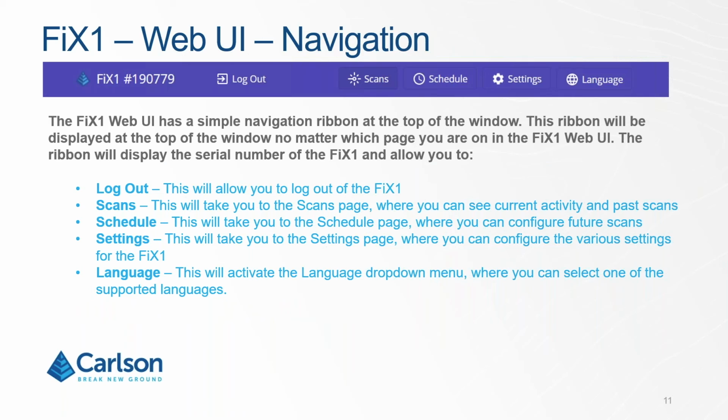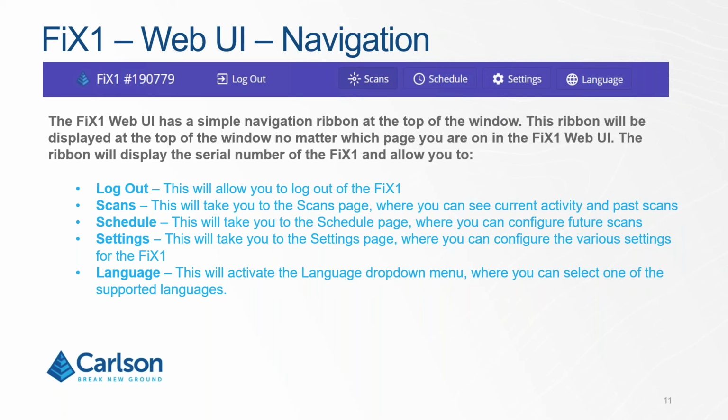So, the navigation. The FiX1 Web UI has a simple navigation ribbon at the top of the window. This ribbon will be displayed at the top of the window no matter which page you're in in the FiX1 Web UI. The ribbon will display the serial number of the FiX1 and allow you to do the following: log out, and scans. This is the default page that you go into when you log in.